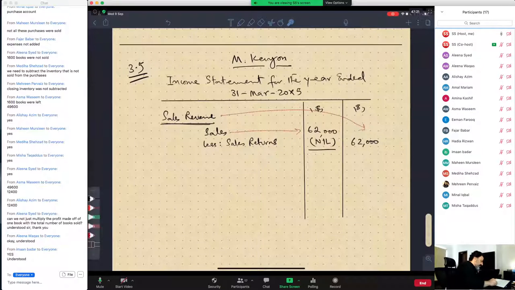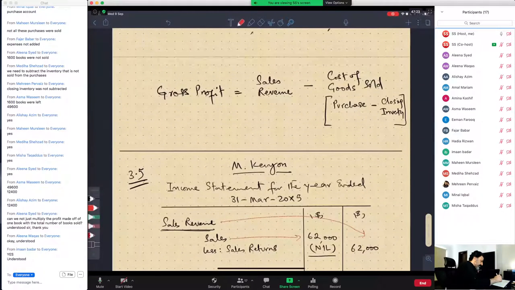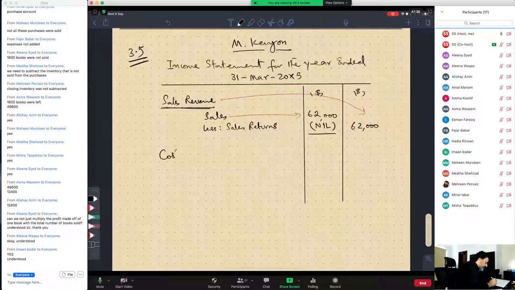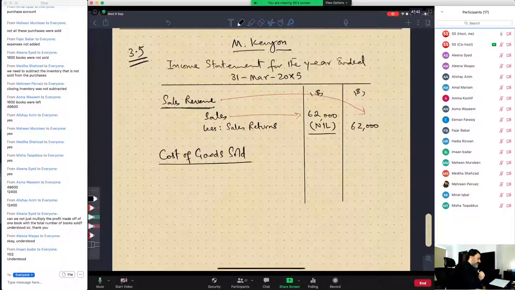Then the next step, this is done. So we are done with the sales revenue. The next step is the cost of goods sold here. And to calculate cost of goods sold, we'll have to have purchases and then the closing inventory. So let's start with the cost of goods sold. We're going to give it a working title, just like sales revenue. So we'll write cost of goods sold. And that is your working title, just like sales revenue.